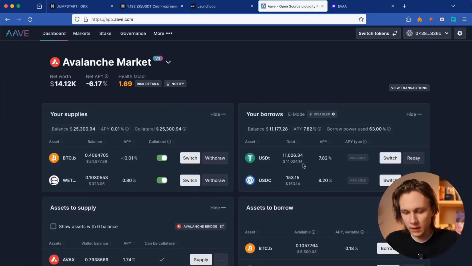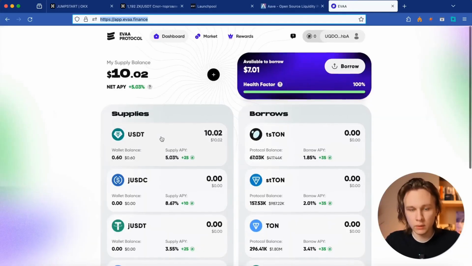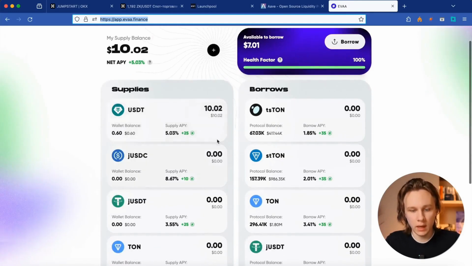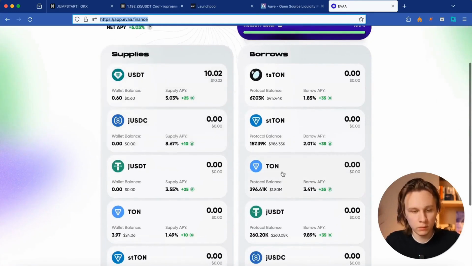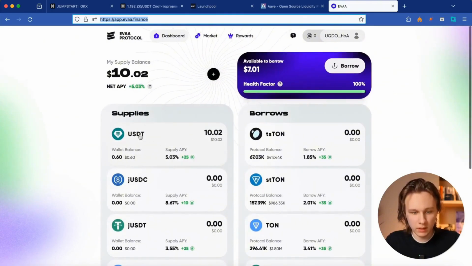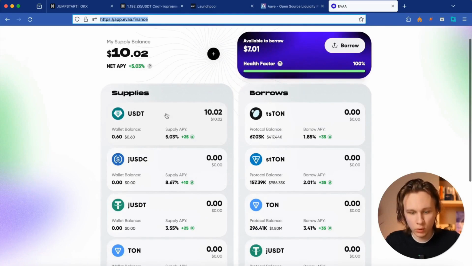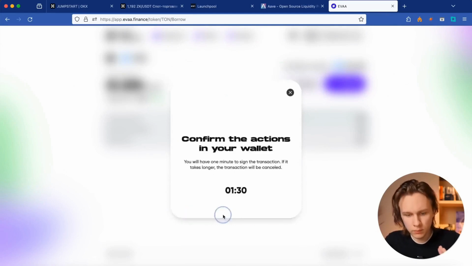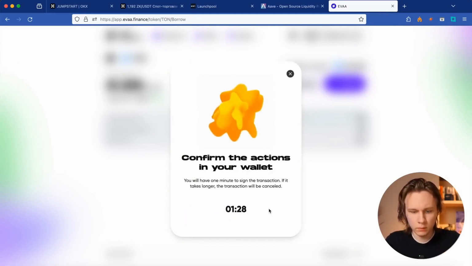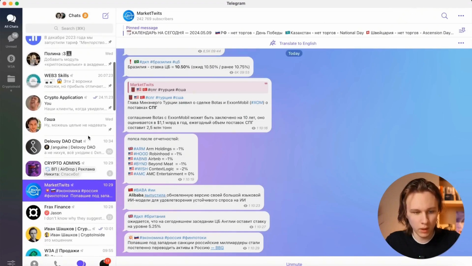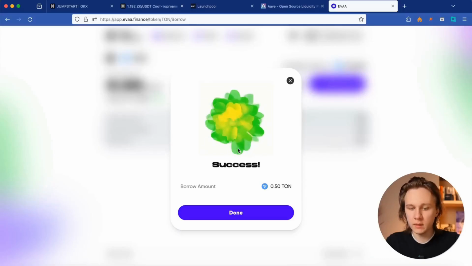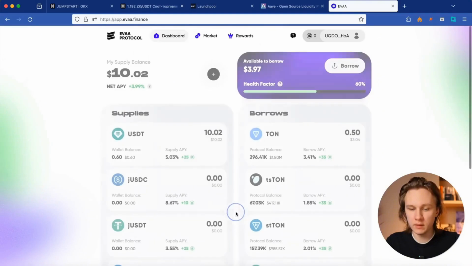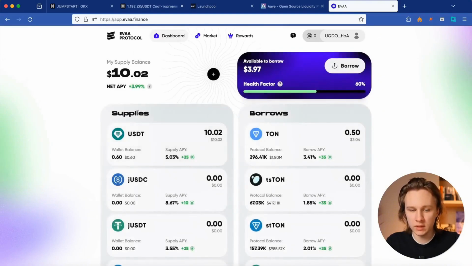In this case, I take Ethereum or USDT for Bitcoin. There is also a lending market that allows you to borrow TON. Moreover, I have already deposited $10 in USDT tokens here just for demonstration, and I can borrow against these $10, that is, take a loan. Let me take 0.5 TON just as an example. I will take TON. Now I will confirm all of this in my wallet on my phone. That's it. I borrowed 0.5 TON against my 10 USDT.